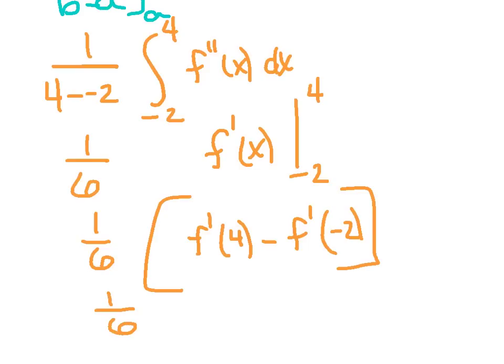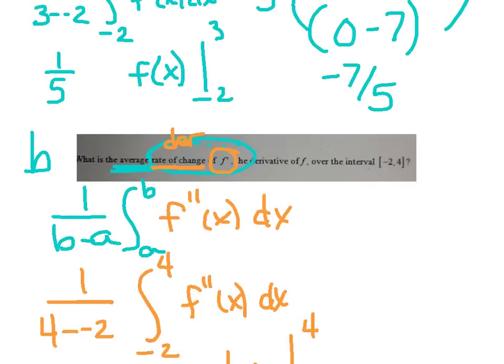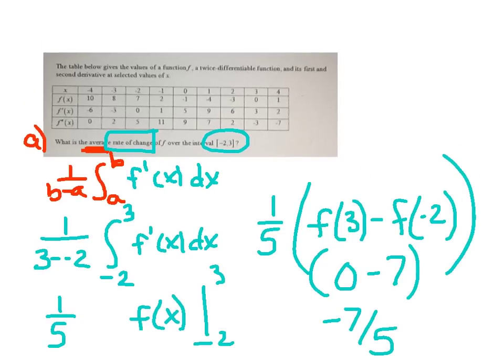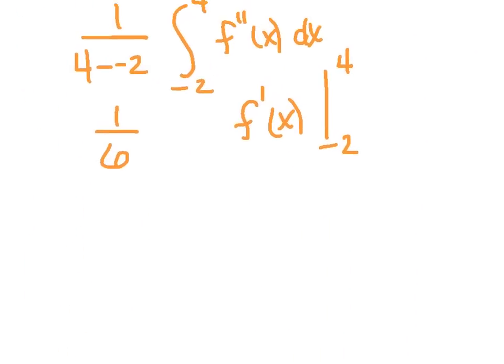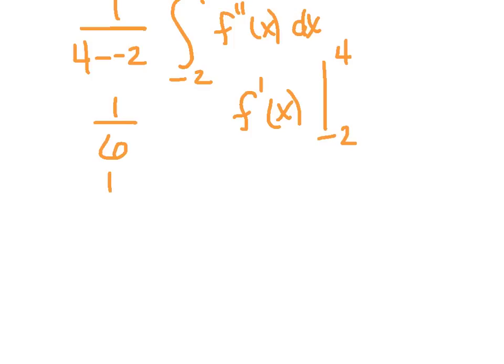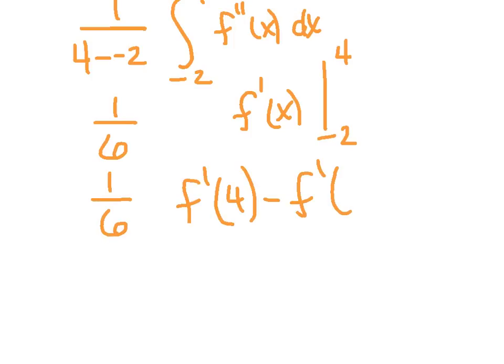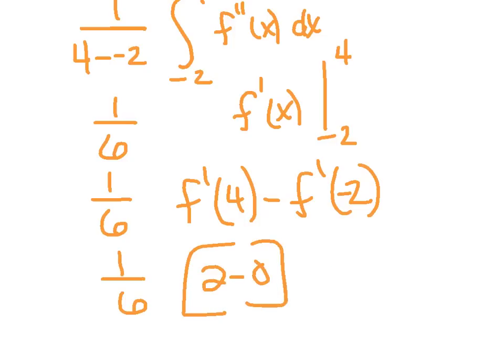1/6 of, I need to scroll back, I need f prime of 4 and f prime of -2. F prime of 4, here's 4, here's f prime, should be 2. F prime of -2 looks like 0. So let me scroll back here. Whoops, I lost my work here. F prime of 4 minus f prime of -2. We said it was 2 minus 0, so hopefully you've got a 1/3.